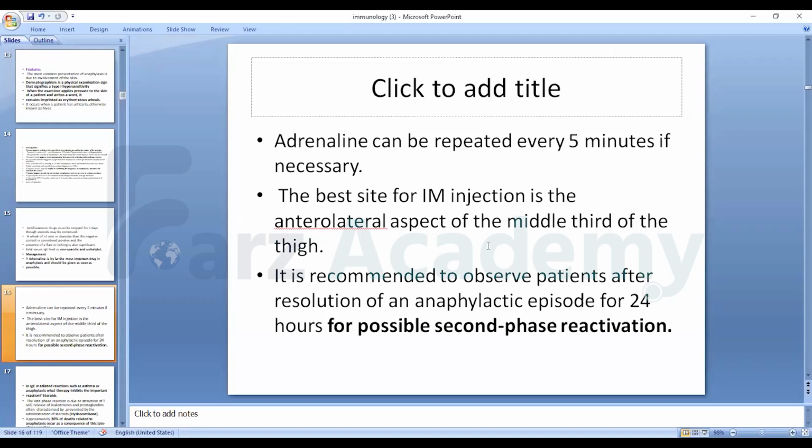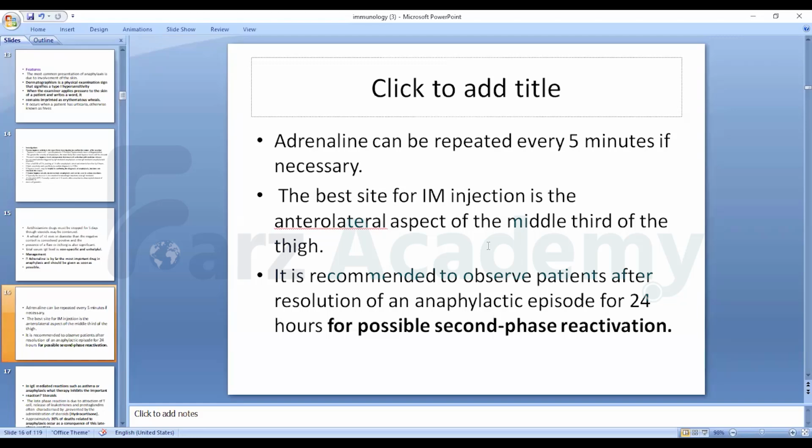So this question has come several times. The patient has an IV cannula and develops anaphylaxis. Where will you give adrenaline? You have to take the answer as the anterolateral aspect of the middle third of the thigh.